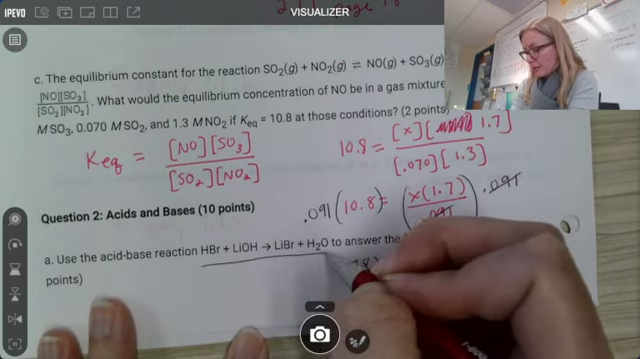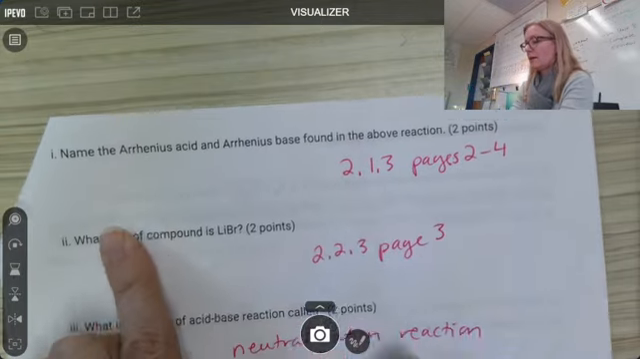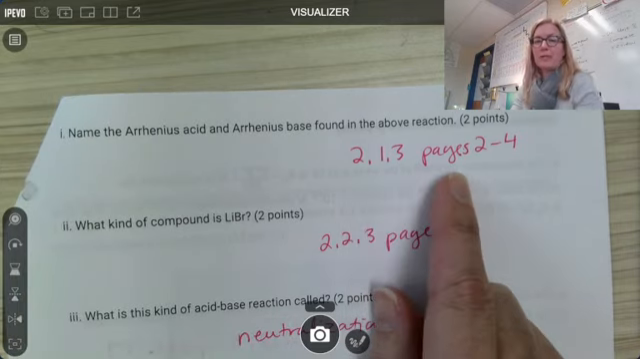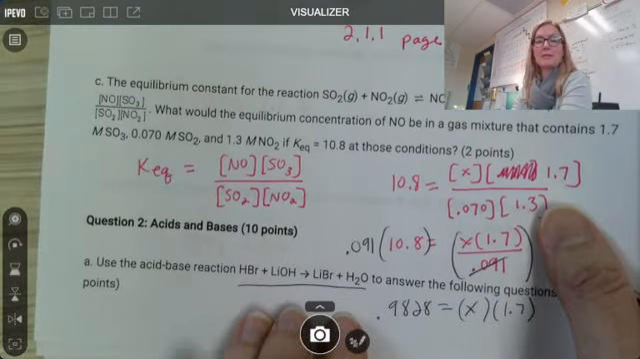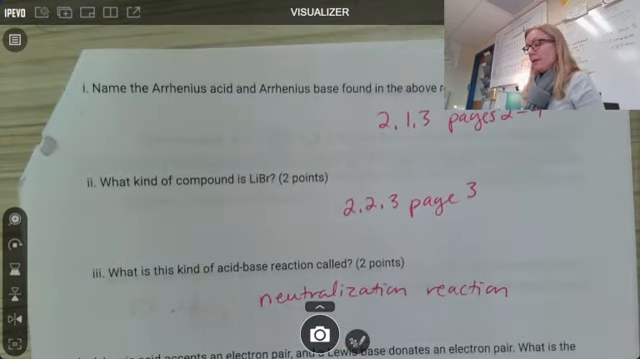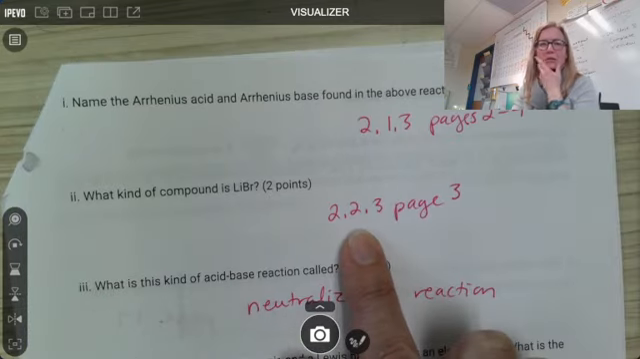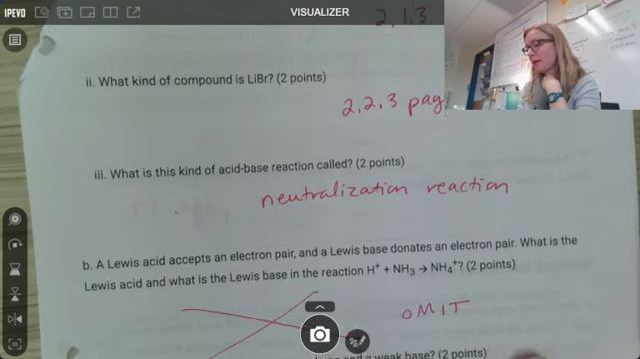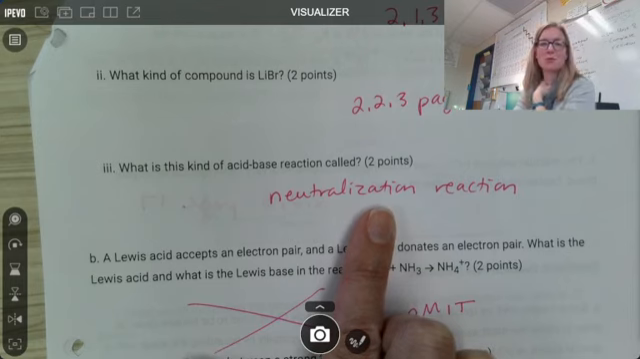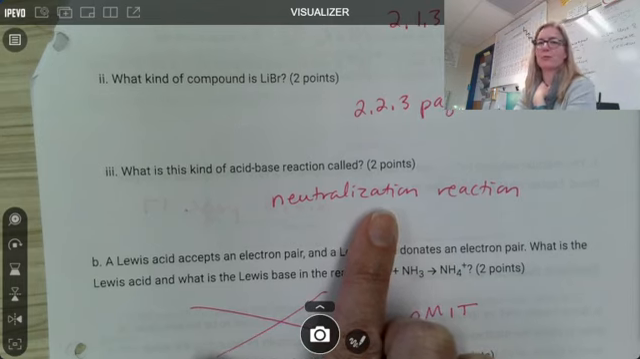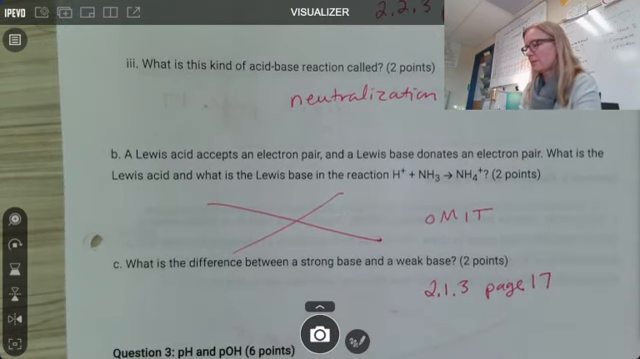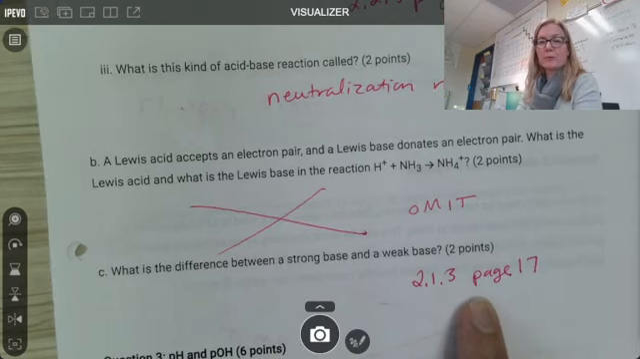All right, question 2. This is the acid-base reaction. It's asking for the Arrhenius acid and the Arrhenius base. You can find that in 2.1.3, page 2 to 4. It's asking for the acid and the base from this chemical equation right here. Part 2 is actually in a totally different section. That's in 2.2.3, page 3. And the type of reaction, this was not very clearly described in the textbook. The type of reaction is a neutralization reaction. When you react an acid with a base, they neutralize each other. Part B, you can omit that. That was not clearly described in the textbook. And part C is in 2.1.3, page 17.